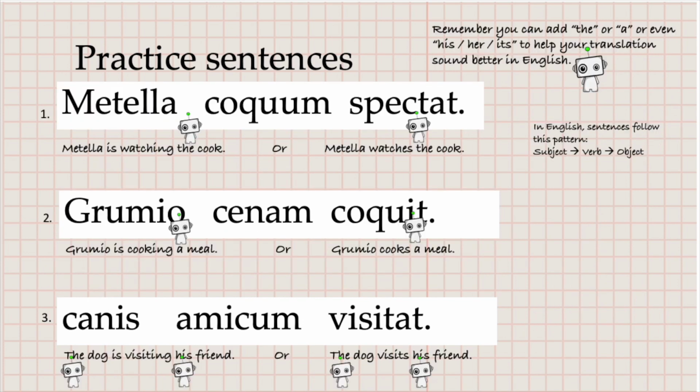Okay, here we are with the answers. Metella is watching the cook. Grumio is cooking a meal, or dinner. And the dog is visiting his friend, or its friend. Did you remember to add the and a? And did you remember to shuffle the word order around, like you need to?